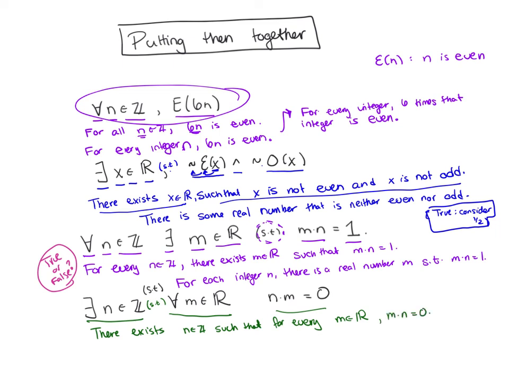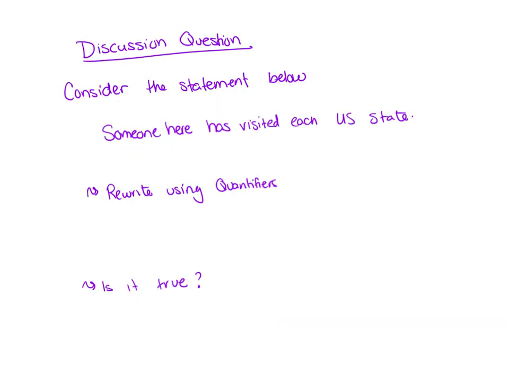Or there is an integer n such that for every real number m, m times n will give you 0. So again, I want you to consider whether or not this statement here is true or false. All right, there's a little something for you to do here, so we'll talk about this in class.